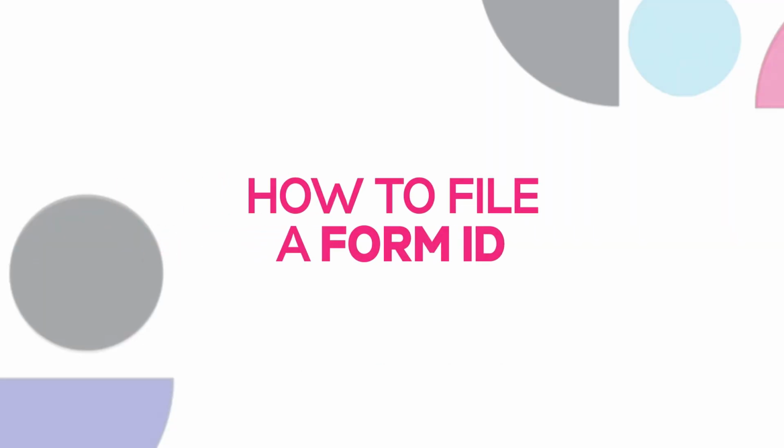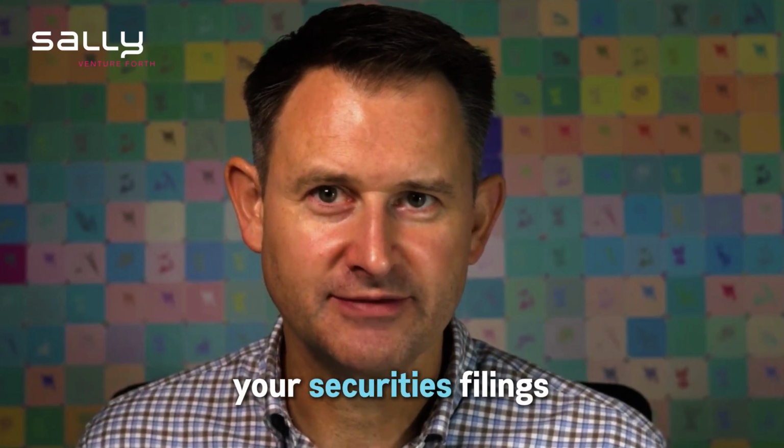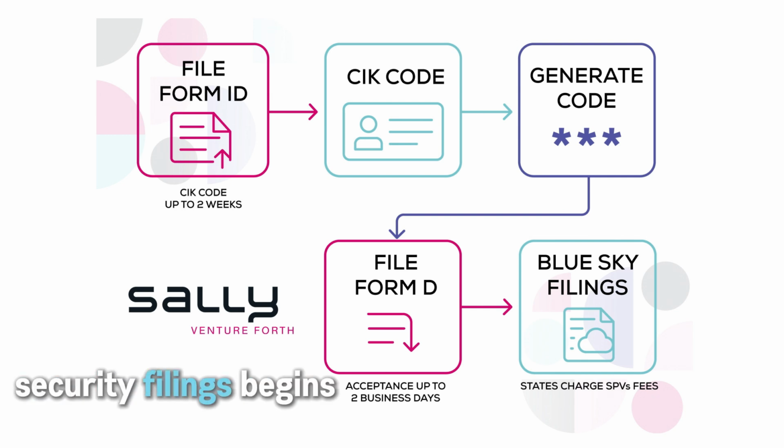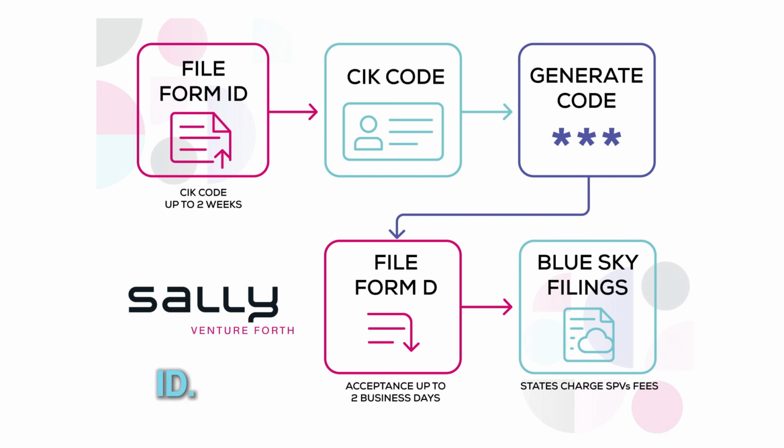Today's episode, how to file a Form ID, the critical first step in your securities filings journey. Before you can file a Form D with the SEC or complete your blue sky filings at the state level, you need a CIK code. And to get that CIK code, you file a Form ID with the SEC. And All Things Security Filings begins with a Form ID.